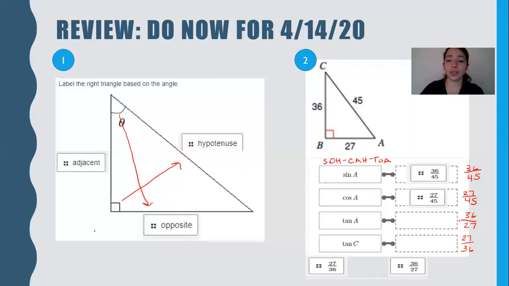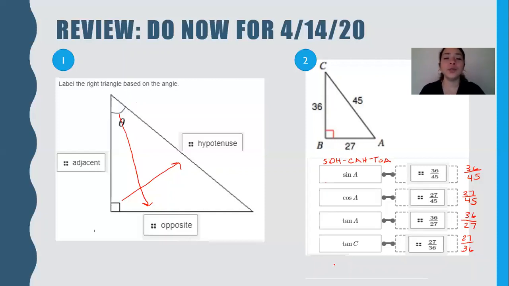Tangent of A, hopefully you're starting to see how this type of problem works. 36 over 27, so I look for the 36 over 27, click on it, and move it. And last but not least, tangent of C. If it's 27 over 36, again, I click it and move it into that space. And that'll be a complete answer.